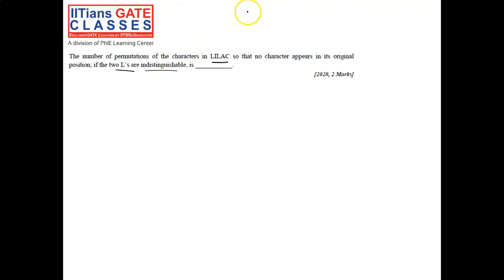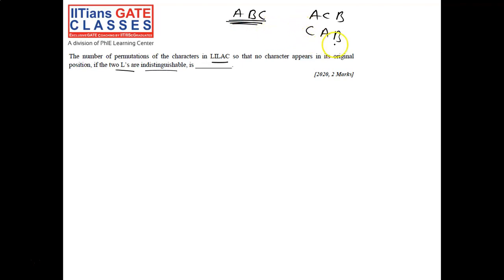For example, let's assume we have a word ABC. Let's assume this is the original word. Now we know that there are six permutations in total. For example, this is one possible permutation, and so on. Total six permutations are there for this original word.